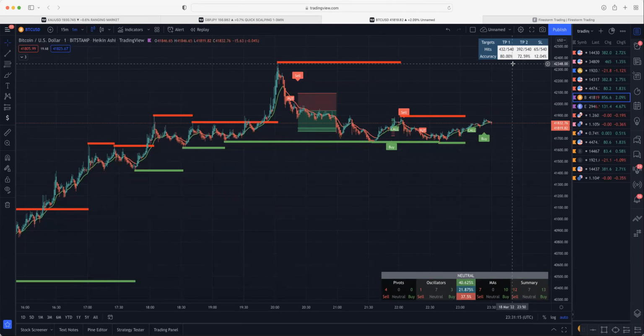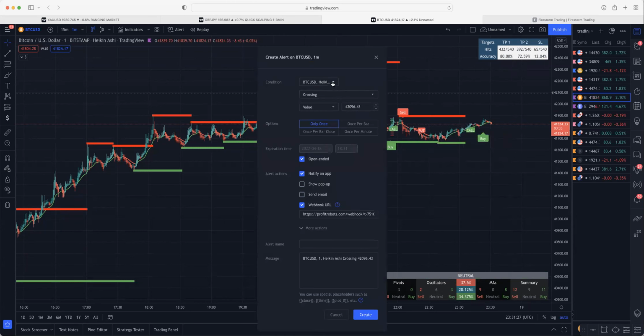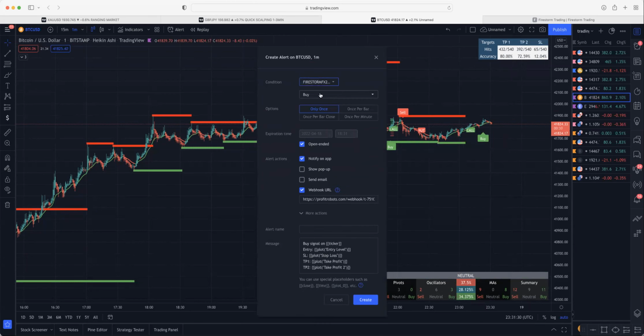I created this to help tremendously with calling out trades and giving me my stop loss, entry, and take profit 1 and 2. So what do I mean by that? When you right click here, this indicator has an alert system where you'll be able to set it for a buy or a sell, once per bar close or once per bar, and it will notify you on your app, pop up on the computer, or send an email to you. And in this message down here, this is the little magic, it will say a buy signal on Bitcoin.